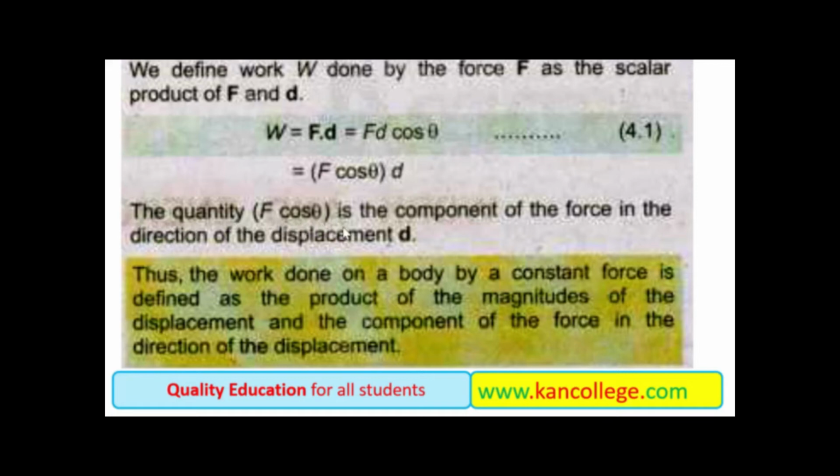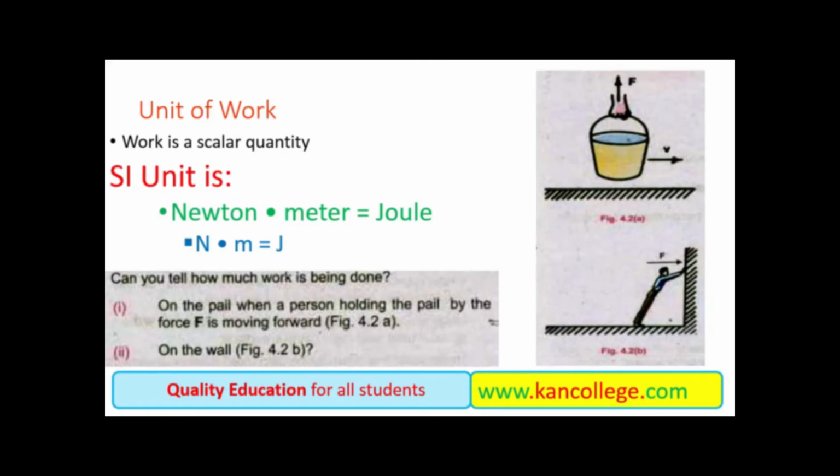The quantity F cos of theta is a component of force in the direction of displacement. Thus, the work done on a body by a constant force is defined as the product of the magnitude of the displacement and the component of the force in the direction of the displacement. The work is a scalar quantity as it has no direction, as energy has no direction. Work is a form of energy which is stored in the body, and energy has no direction. As it is stored in the body, it has no direction.